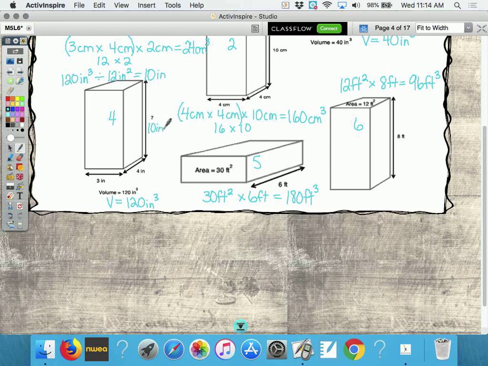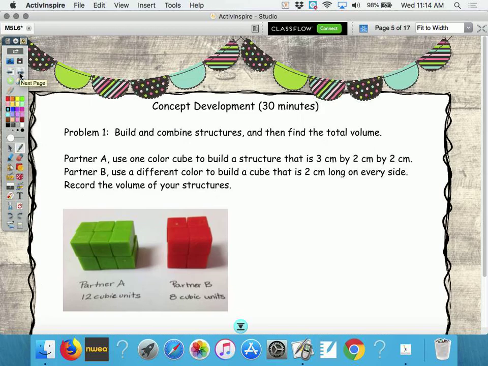How you doing on that? Okay? You're going to see quite a few questions that give you volume and they give you the measurements, but you're missing one. Okay? All right, let's take a look at the lesson for today.